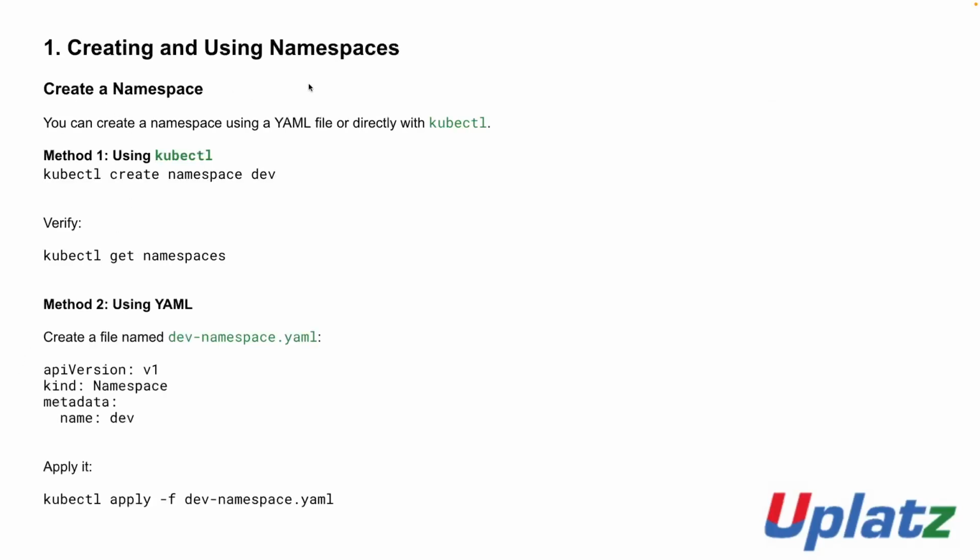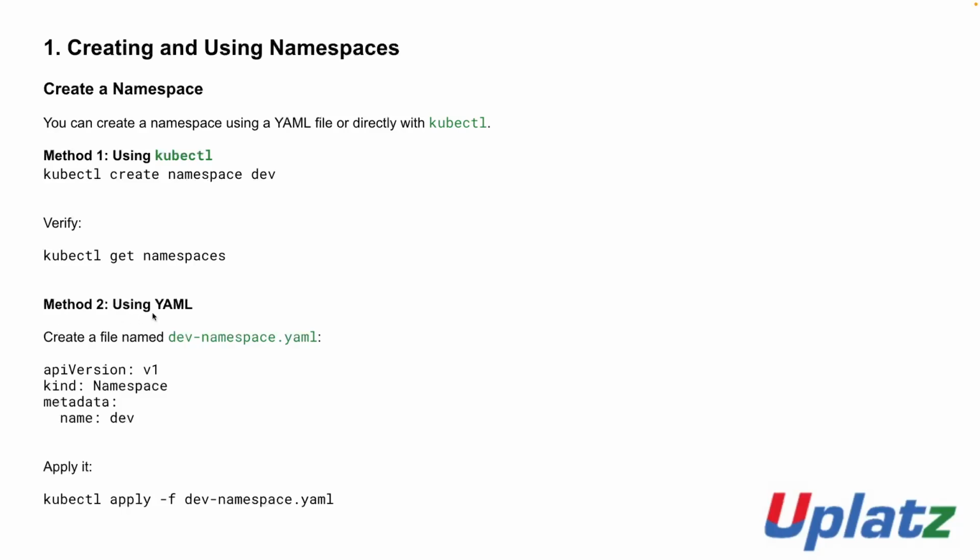Creating and using namespaces. You can create a namespace using a YAML file or directly with kubectl. Method 1: using kubectl. kubectl create namespace dev. Verify with kubectl get namespaces.